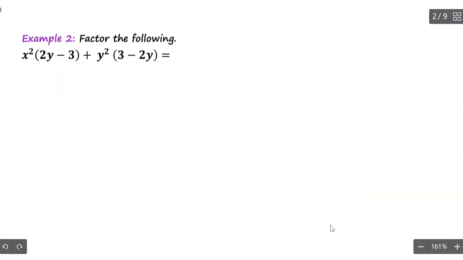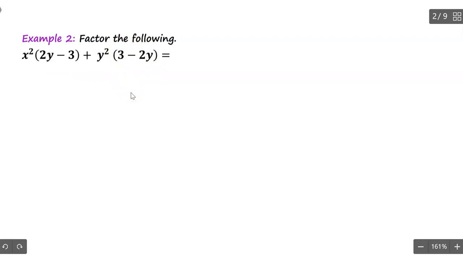This is the exact example that I would like everyone to take a look at. Okay, so I ask you to factor the following. You see that you have x squared multiplied by 2y minus 3 plus y squared multiplied by 3 minus 2y. So these two terms inside the brackets are almost similar to each other. The difference is I have 2y minus 3 here, and here I have 3 minus 2y. So for x squared and y squared, there isn't any common factor, but there must be something here that I can try in order to pull out my common factor.